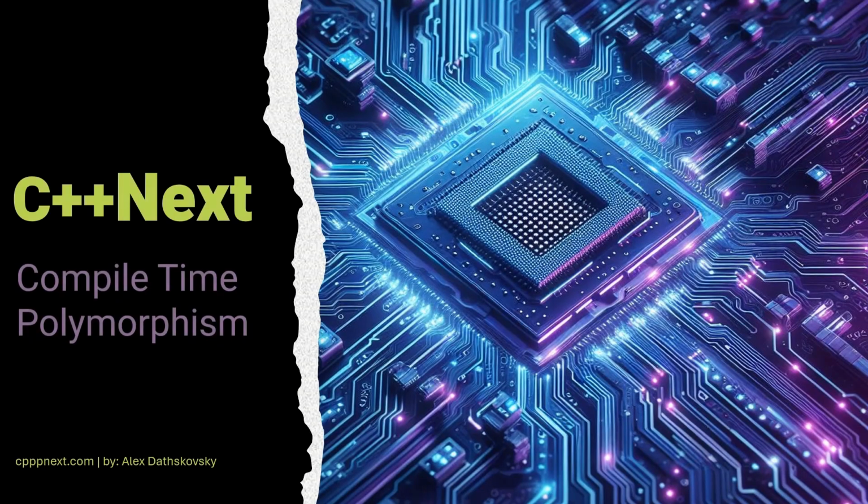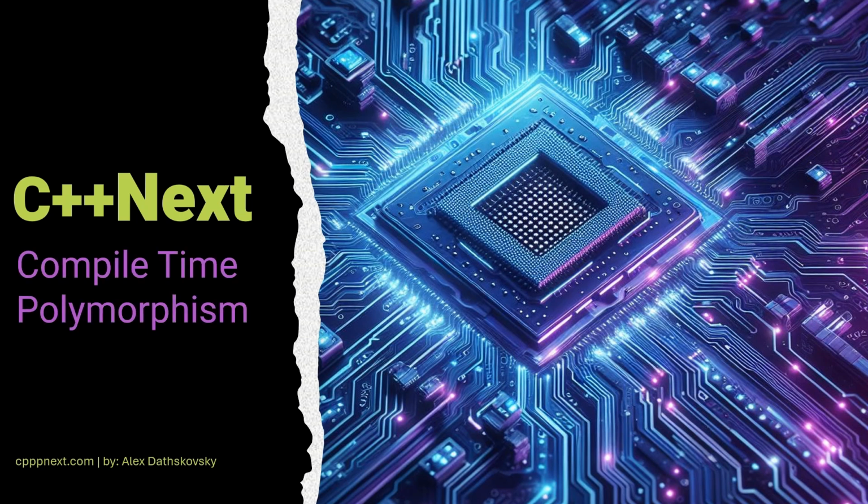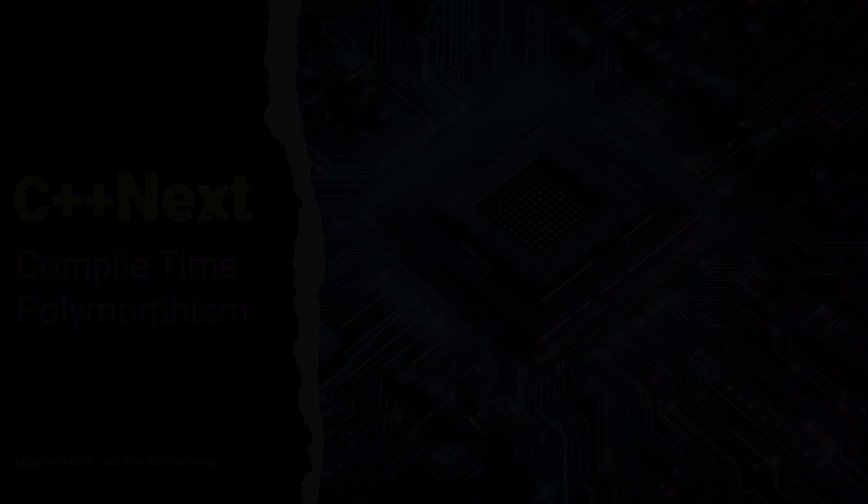In this episode we will continue our discussion about compile-time polymorphism. Let's start with a reminder and a new example of CRTP.